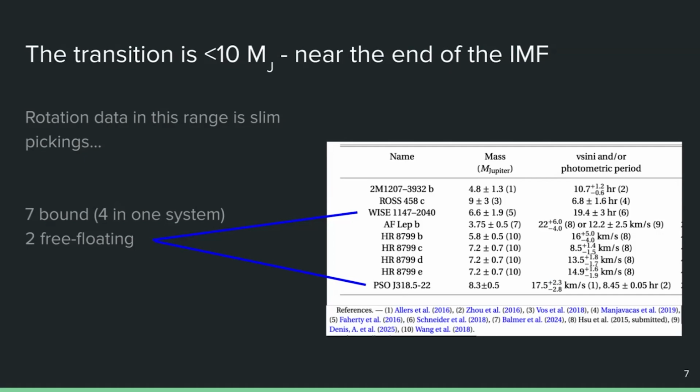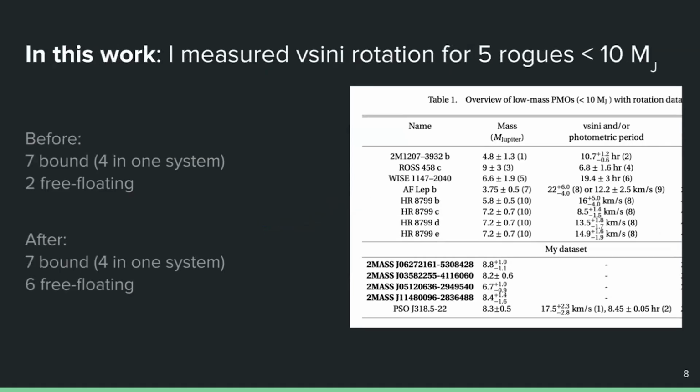And only 2 of them are free floating. That's these 2. So only 2 free floating objects under 10 Jupiter masses have known rotations. What I'm doing is I have gotten rotation data for 4 new free floating objects. So now instead of 7 and 2, we have 7 and 6. So this is starting to look a little more statistically appealing.